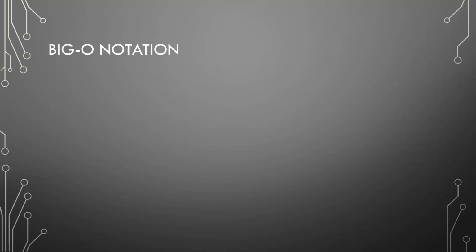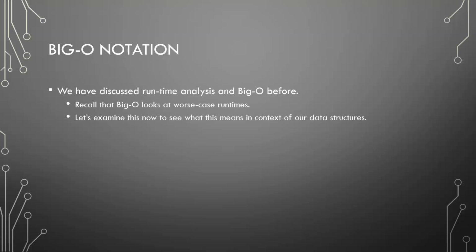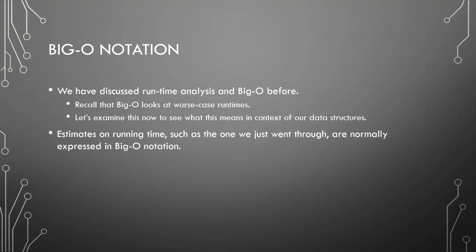Now, we did discuss this a little bit back, I believe, in Programming 2. We talked a little bit about some of the big O stuff, like how you analyze different things. We might have even done a little bit in Programming 1. I think we talked about it as well when we talked about different sorting algorithms. But we have looked at some of this before. All right, big O, if you remember, what does it do? It looks at worst case runtimes. That's its job. So let's examine what that means in context for our data structures.